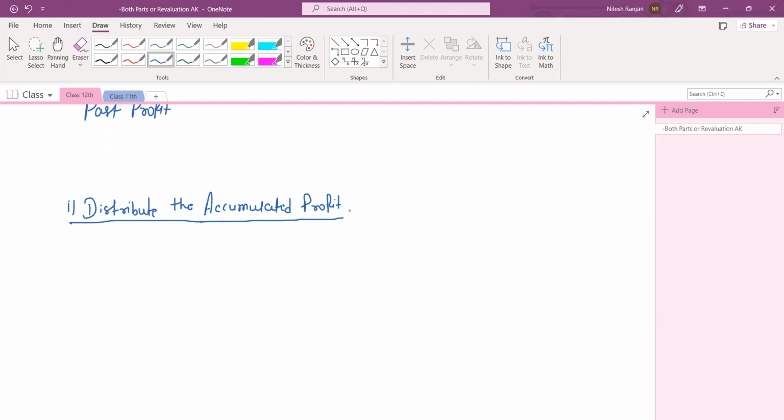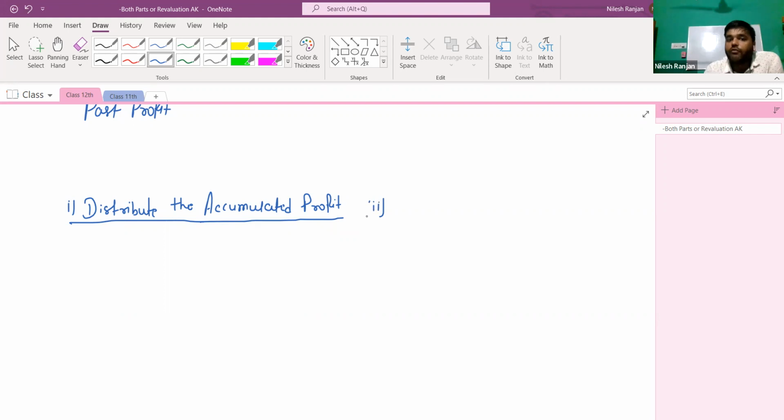So there are two cases in this also. Maybe there is only one case in your books, but sometimes the question asks that you don't have to distribute the accumulated profit. Yes, sir, once I asked my teacher if there was a memorandum revaluation account, she said she didn't know what that is. Okay, so you should ask your teacher whether there are two cases.